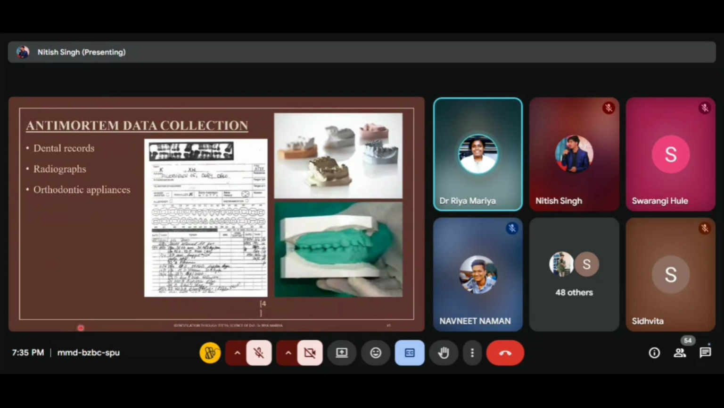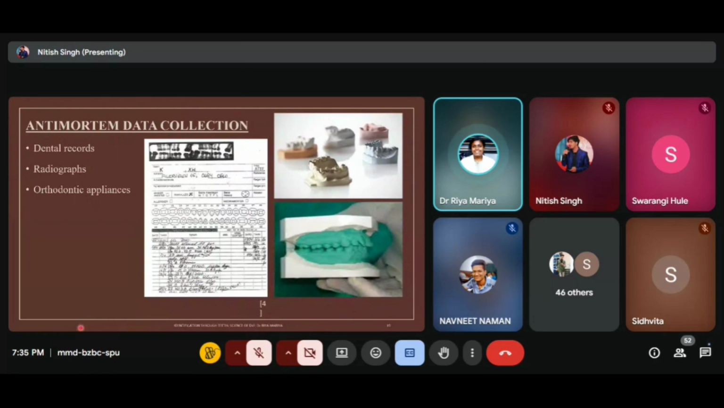So that is what we learned about the post-mortem phase or post-mortem data collection. This was important. We have to note each and everything which is seen from the available remains. Whatever things are there, we have to note it down.